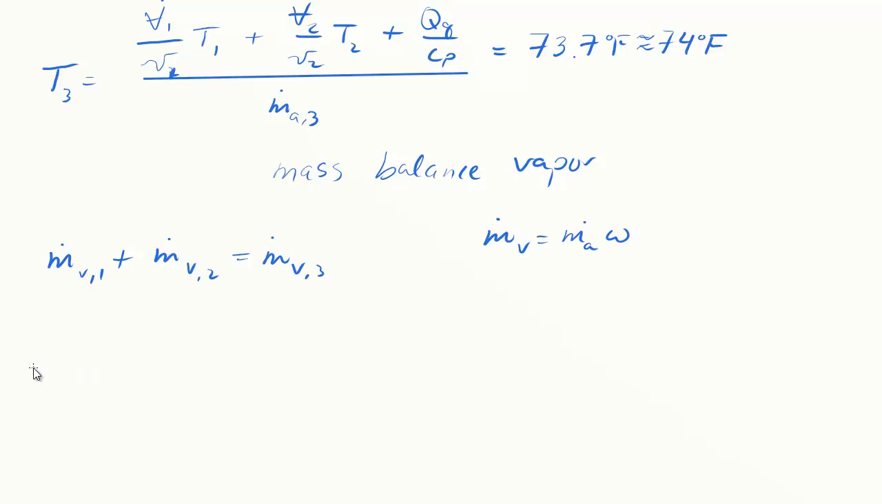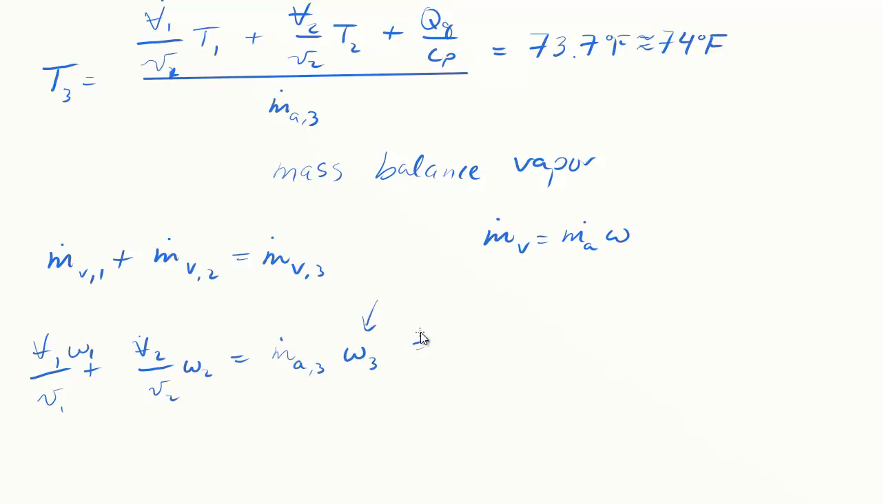And we know that mass flow rate of air is related to these volumetric flows. And so we can get a relationship that looks something like, we multiplied by omega 1, plus the same at state 2, which we knew both of these from the psychrometrics, this was given. We could calculate that out. That is going to equal the mass flow rate of air at 3, which we calculated, multiplied by omega 3, and this is what we want.